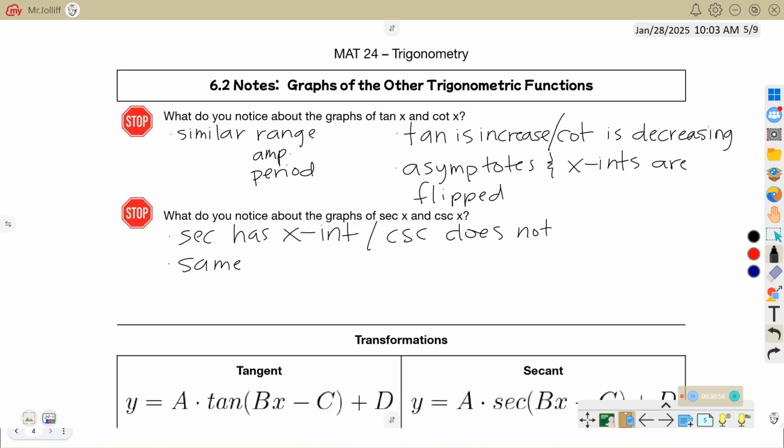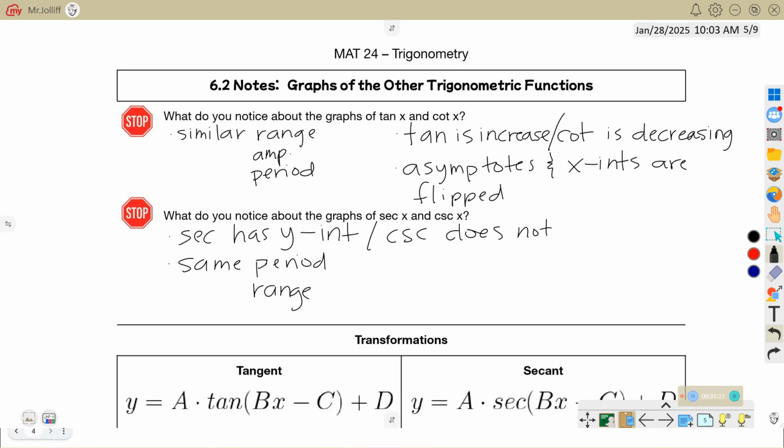So same period, period and range. Very good. Y-intercept. That makes a little bit more sense because I don't think either has an x-intercept. Good catch.